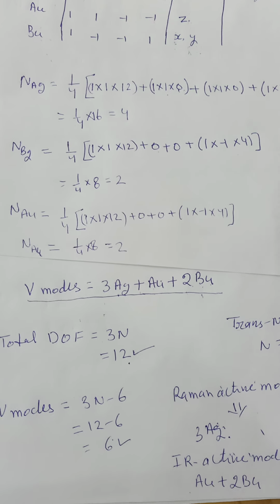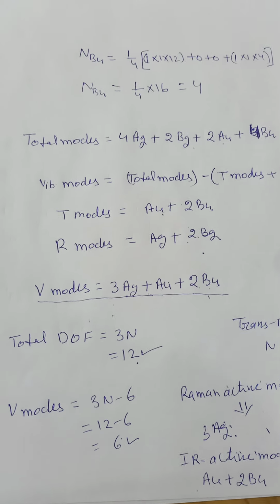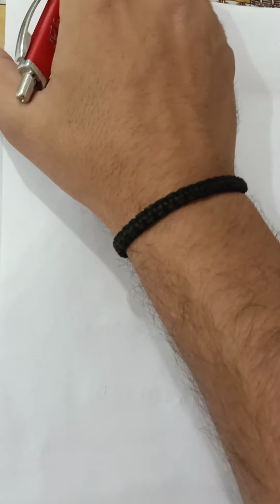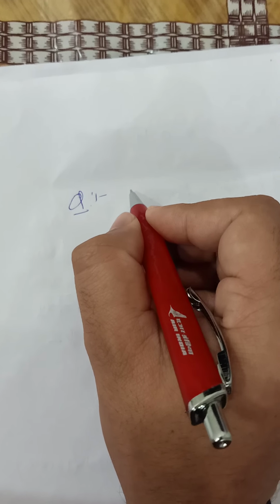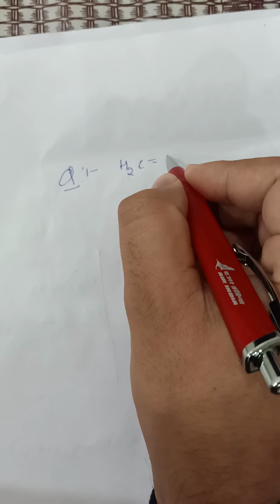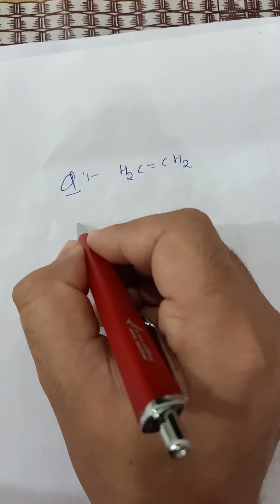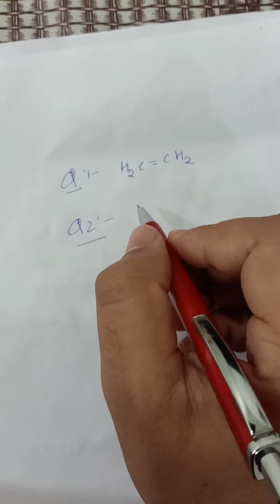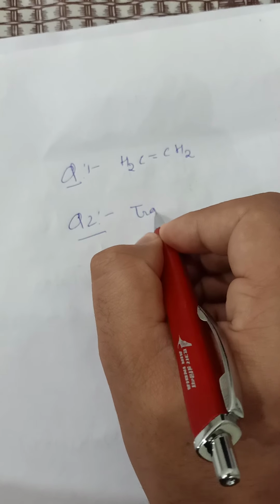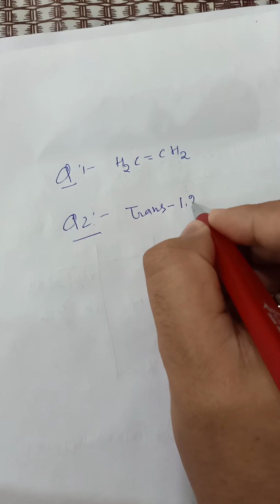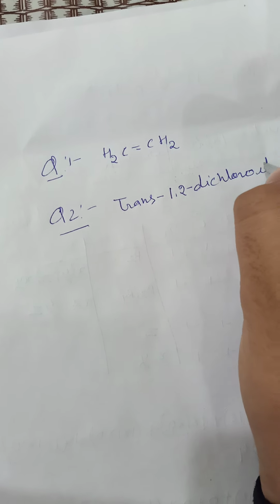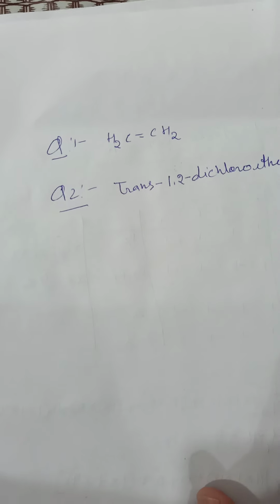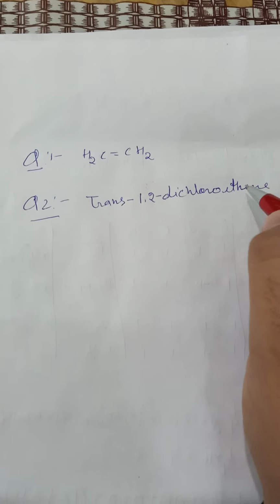Now you have to do some practice yourself by taking examples. I am writing the examples here. Question number 1: H2C double bond CH2. Question number 2 that you have to do is trans-1,2-dichloroethene. You have to practice these 2 questions by yourself.